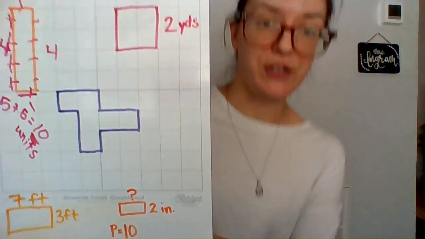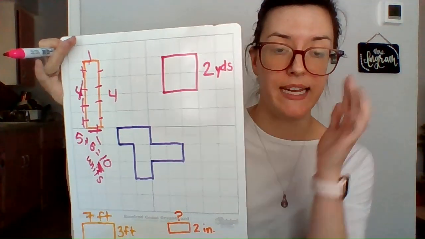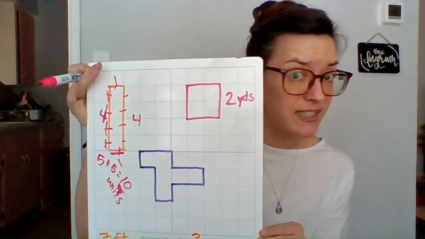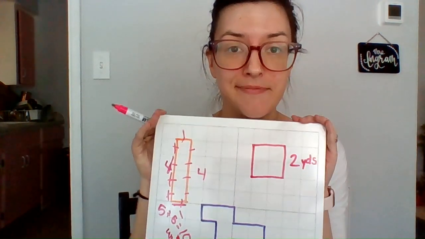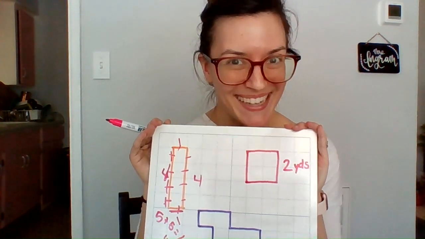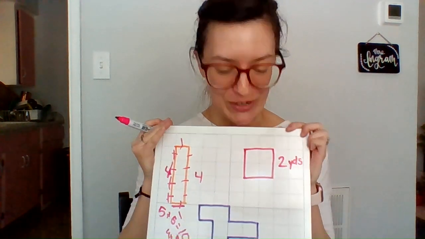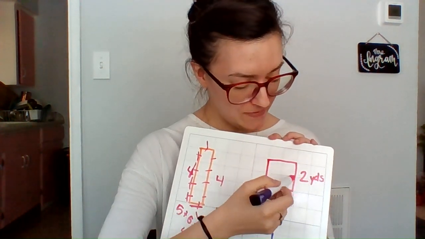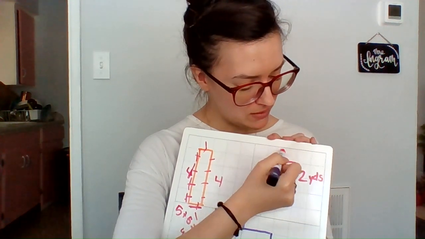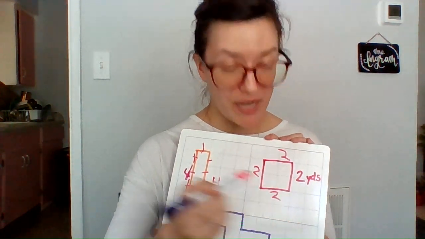Now over here, we've got a little square. We only labeled one side. Why would I only need to label one side of a square? Because all the sides are the same for squares. So with this square, if this side is 2, I know this side is 2, I know the top is 2, and the bottom is 2.